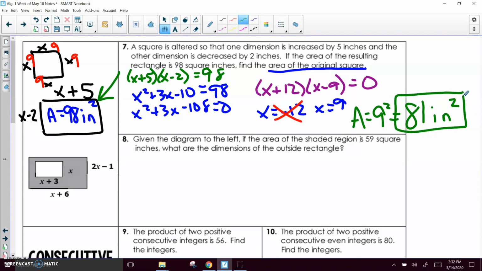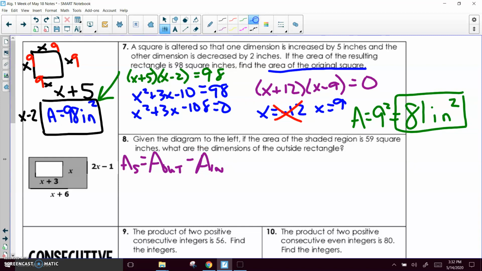Number 8, given the diagram to the left, if the area of the shaded region is 59 square inches, what are the dimensions of the outside rectangle? We did some problems like this earlier in the year. To find the area of the shaded, I'll call that A sub S, we take the area of the outside minus the area of the inside.